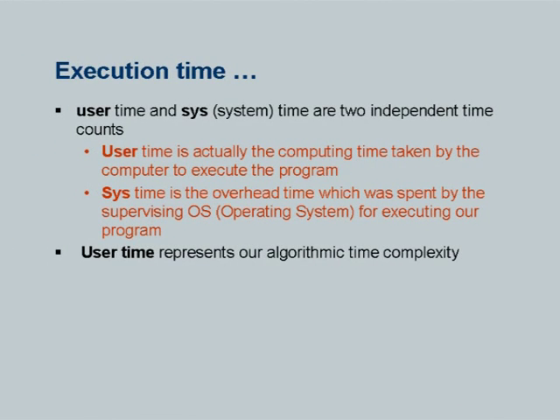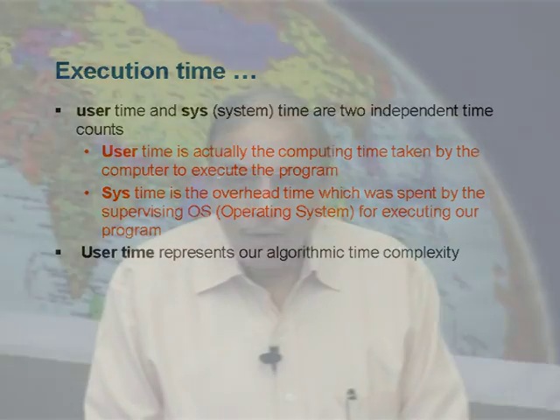So to recapitulate, the real time means the total clock time which the program took to execute from start to finish, which includes time spent in giving input values or producing output values. But the user time and sys time are two independent time counts, where the user time is actually the computing time taken by the computer to execute our program. Sys time is the overhead time, as I explained, taken by the operating system for controlling the execution of our program. In a nutshell then, it is the user time which represents our algorithmic time complexity. Consequently, whenever we wish to measure the performance of a program, we execute it under the time command and we can get the time statistics in the format that I just explained. We can then execute different versions of the program to see if a version performs faster.